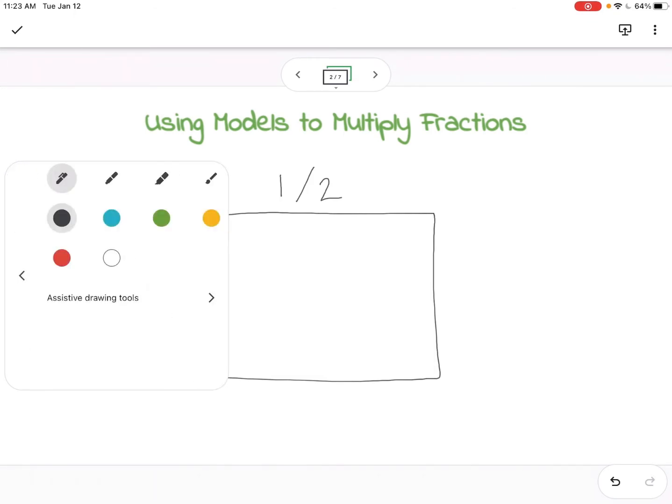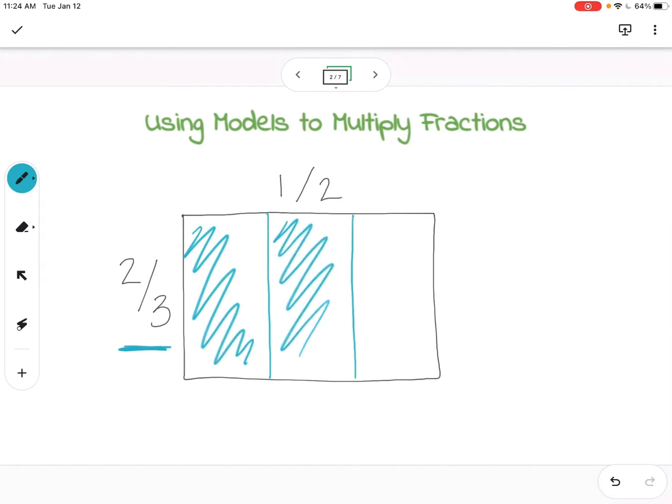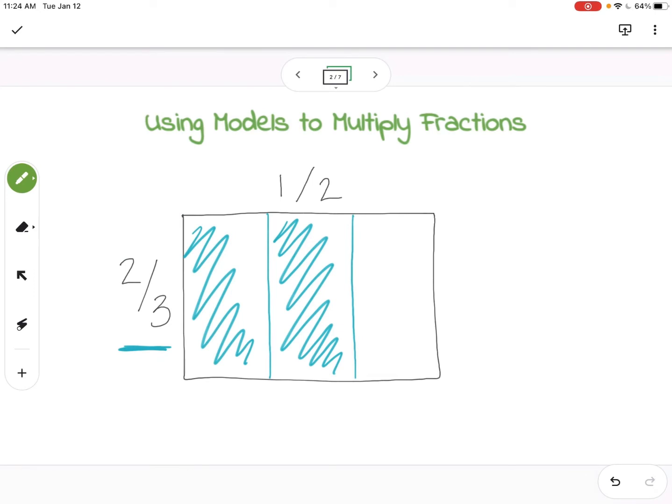Okay, what I'm going to do is divide based on each of these sections. If I'm dividing this into 2/3, I am going to split this figure into 1, 2, and 3. I'm just going to give you this color, so you know that that is that one. And I'm going to shade 2 out of 3 of those, right? And that is done. Now I'm going to represent the 1/2 with green. I am going to divide this into 1/2, and I'm going to shade 1 out of 2 of those.